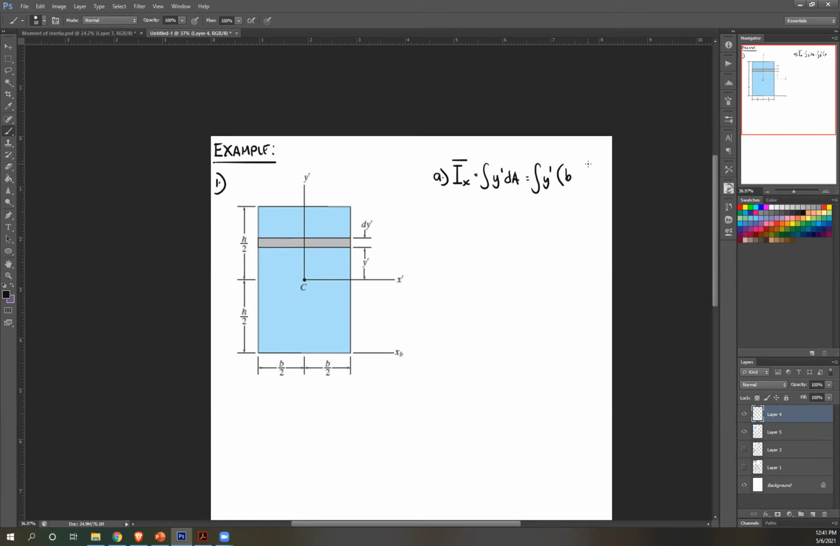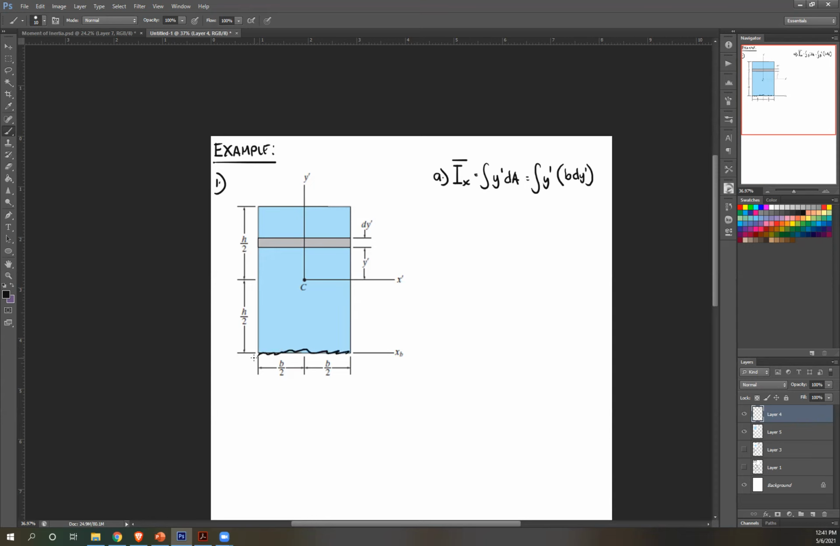Okay? Again, this is all from your integral calculus. b dy prime. And then remember, we take our limits. Since we're using a horizontal strip, we need the limits about the y-axis. So we take this as the center of our axis, so that is your point O. Therefore, this strip moves from this point to this point.